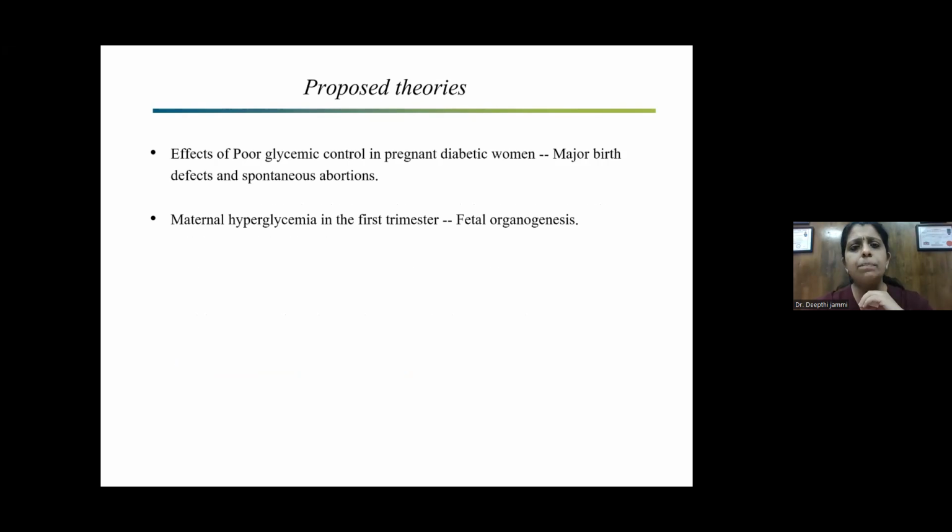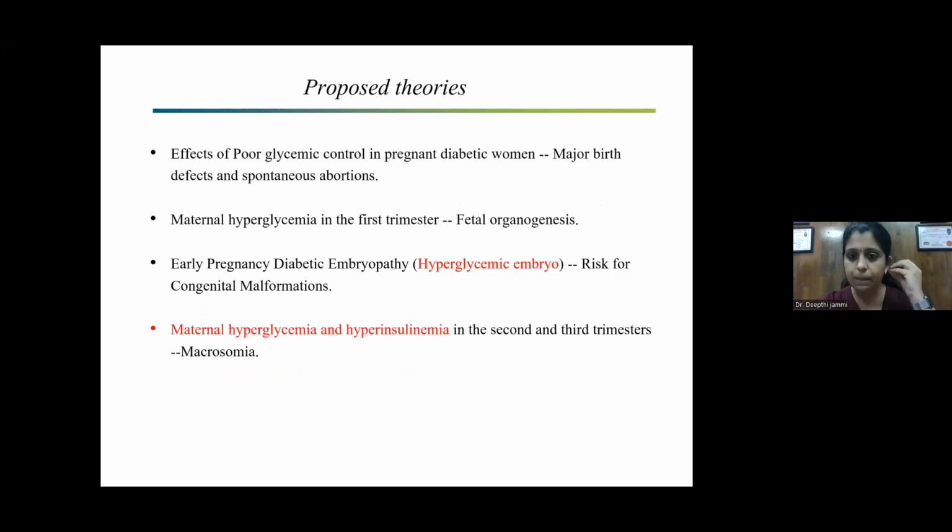So what are the proposed theories? All of us know this basic knowledge: during the first trimester, the organogenesis phase, what happens when your glycemic control is not good? You will get a diabetic embryopathy, or hyperglycemic embryo. What happens during the second or third trimester? It is going to shift more into macrosomia and metabolic derangements in the neonate, which my next speaker is going to deal with. So right now we need to know hyperglycemia and congenital malformations, what we need to see from the scan perspective, and also how to counsel those couples.